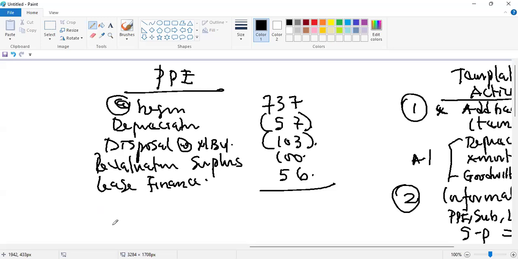What is the PPE at the end? Go to the question, what is our PPE at the end? 925. So who can help us with this figure, please? Who can help us with that figure? 733. Thank you. Now say 733.